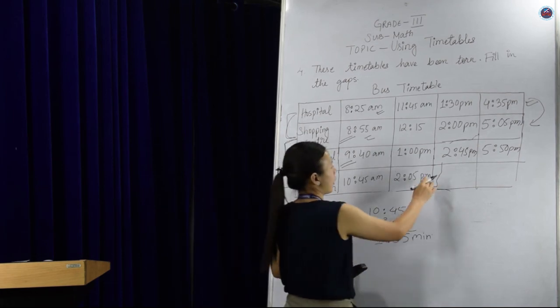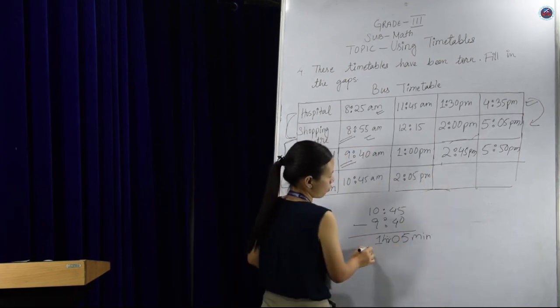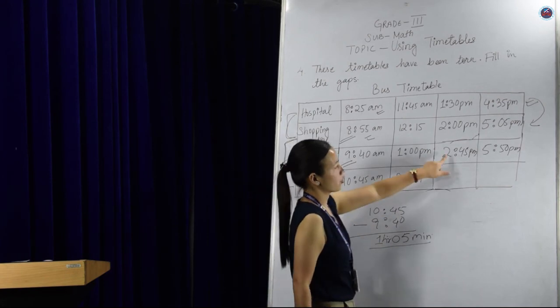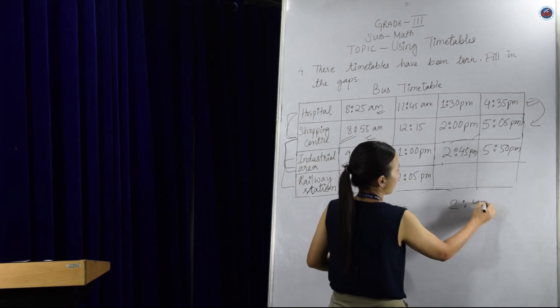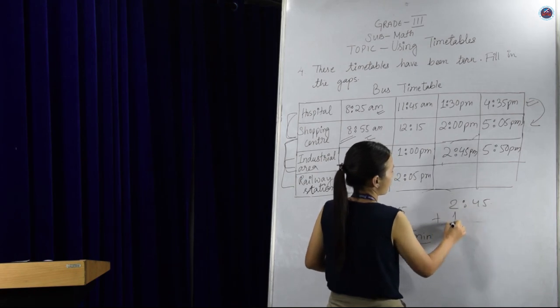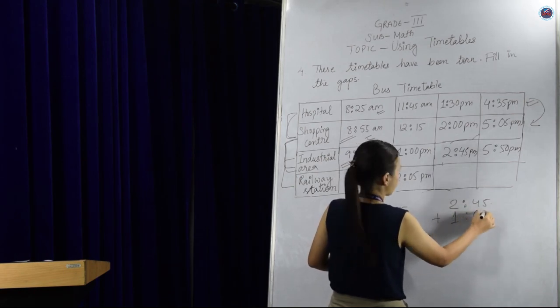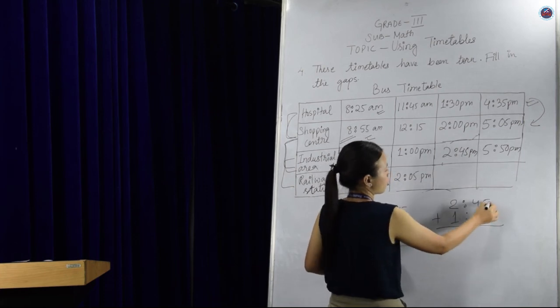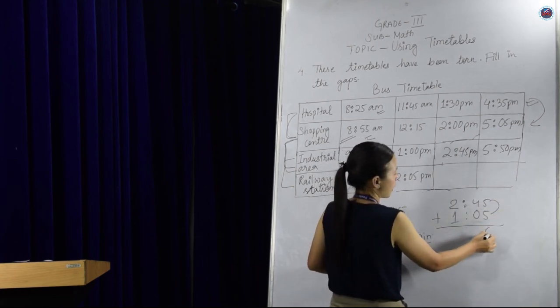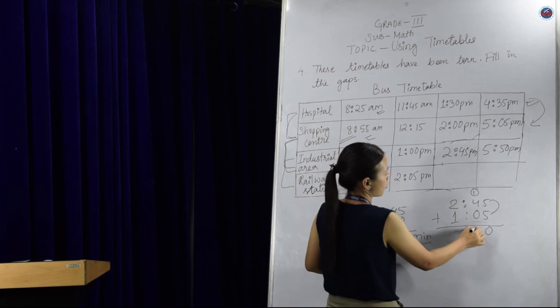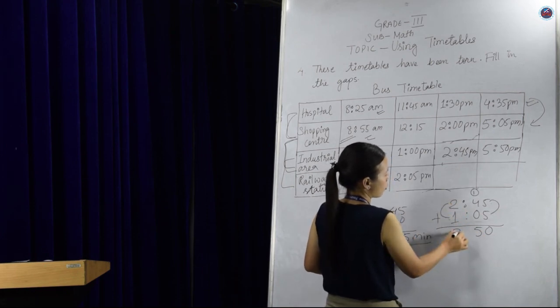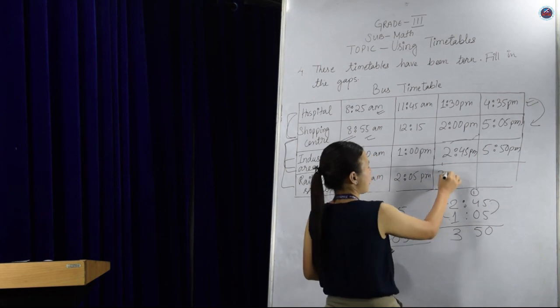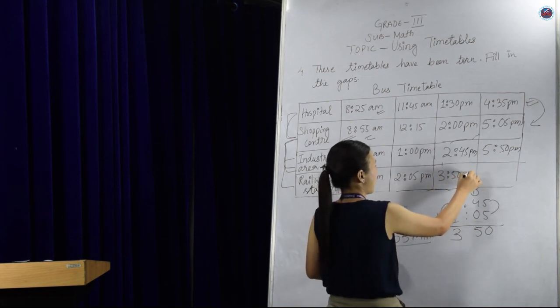So to find for this time, we're going to add this 1 hour, 5 minutes to this 2:45. So let's add 2:45 with 1 hour, 5 minutes. So how much do we get? 5 plus 5 is 10. Carry 1 here, that makes 5. And then 2 plus 1 is 3, so we write 3. So the time is 3:50 p.m.